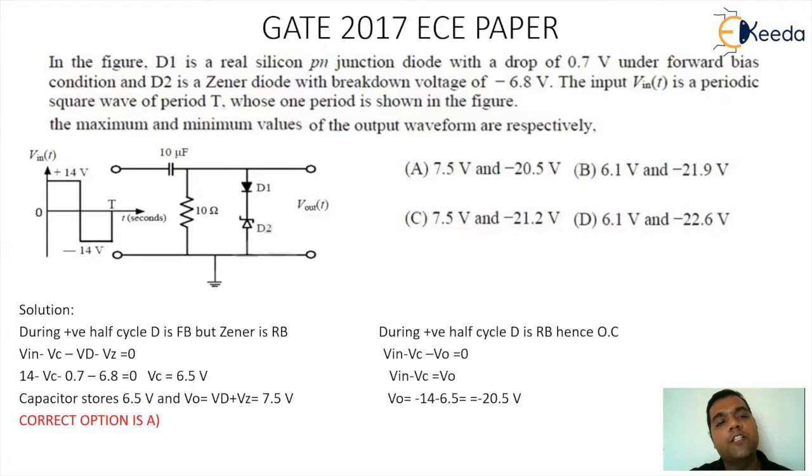Now when we check the operation in the negative half cycle, D1 will be reverse biased. So the voltage of the capacitor and the voltage of the input give an addition effect to generate the output. When I apply KVL, you get Vin minus Vc minus Vo is equal to 0. So Vo is Vin minus Vc. The Vin value is minus 14. Substituting it, you will get minus 20.5. So you can see option A is the correct option.